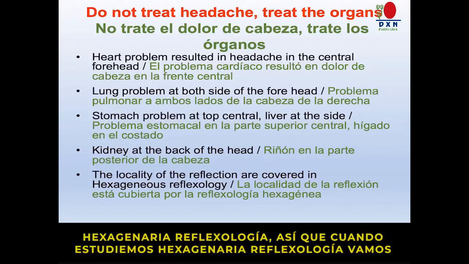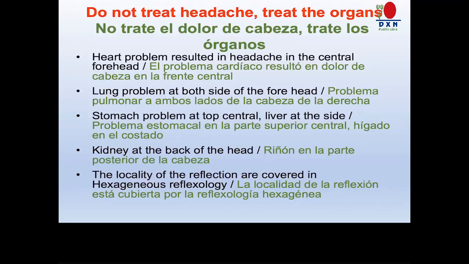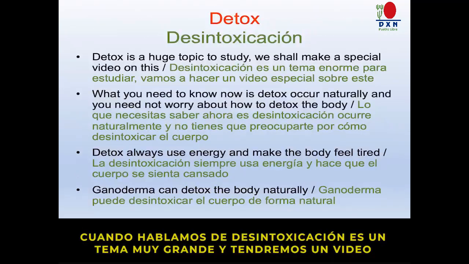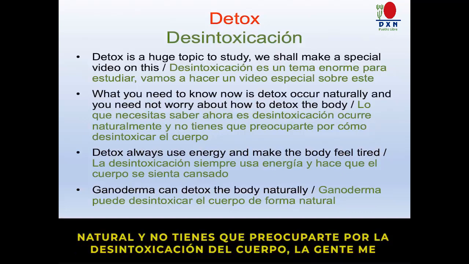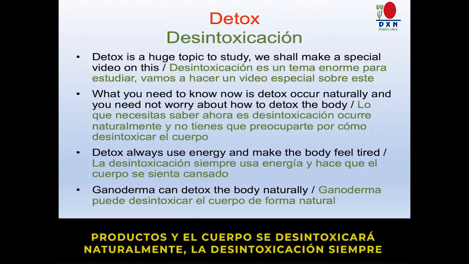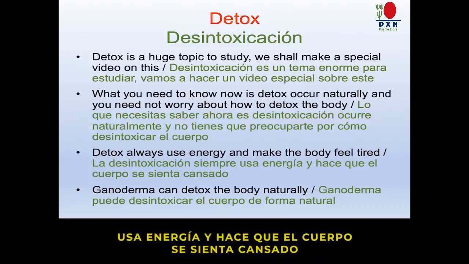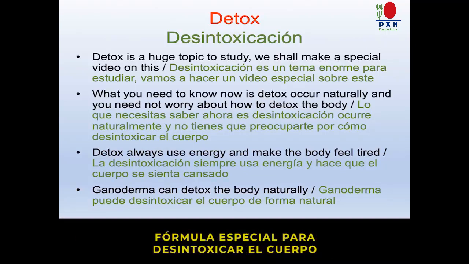So when we study hexogenous reflexology, we are going to cover the topical area of all the organs. Detox is a huge topic, and we should have a special video on that. What you need to know today is that detox occurs naturally. You need not worry about how to detox the body. Certain people ask me to give them the formula to detox. No need. You just take the products and you detox naturally. Now, detox always uses up energy and makes the body feel tired. Ganoterapia can detox the body naturally, so you need no special formula to detox the body.